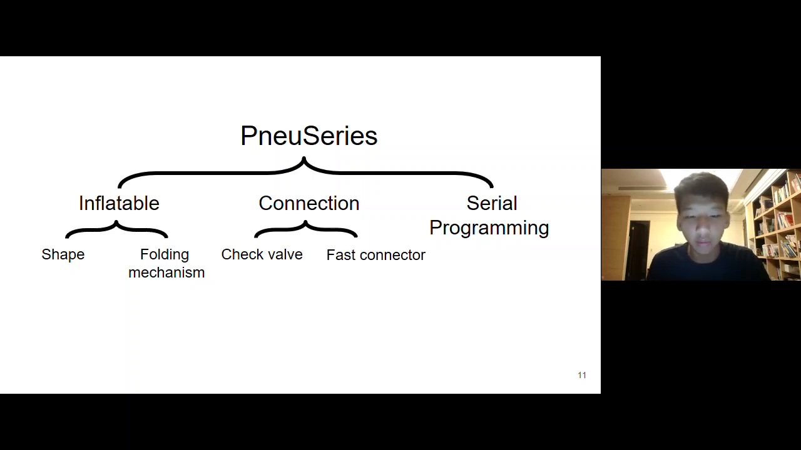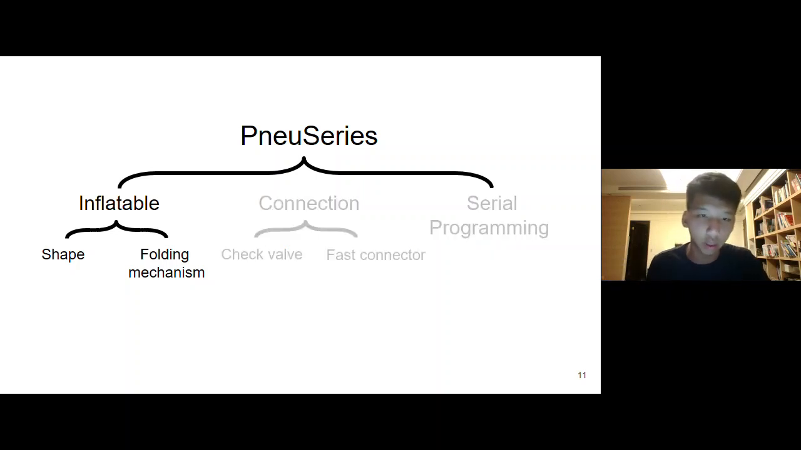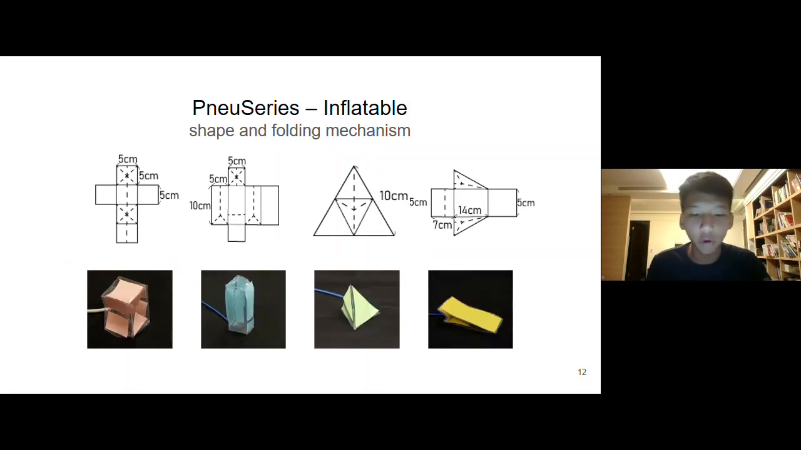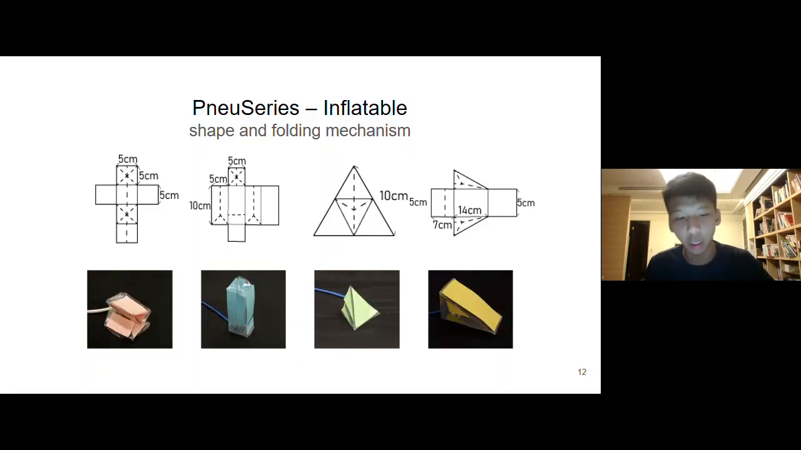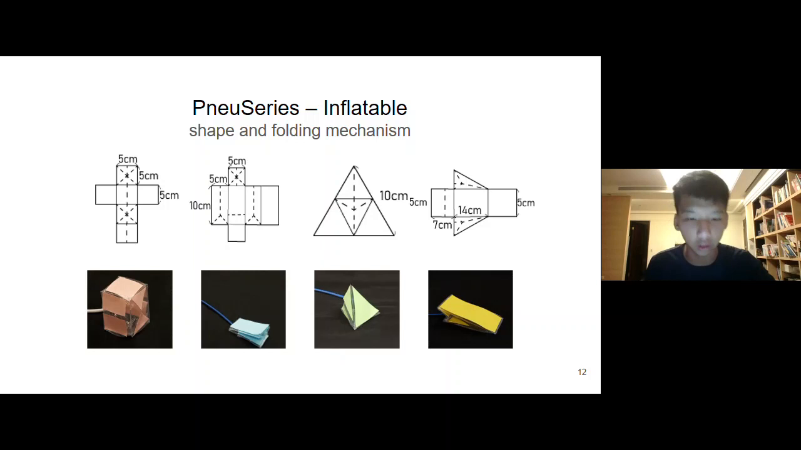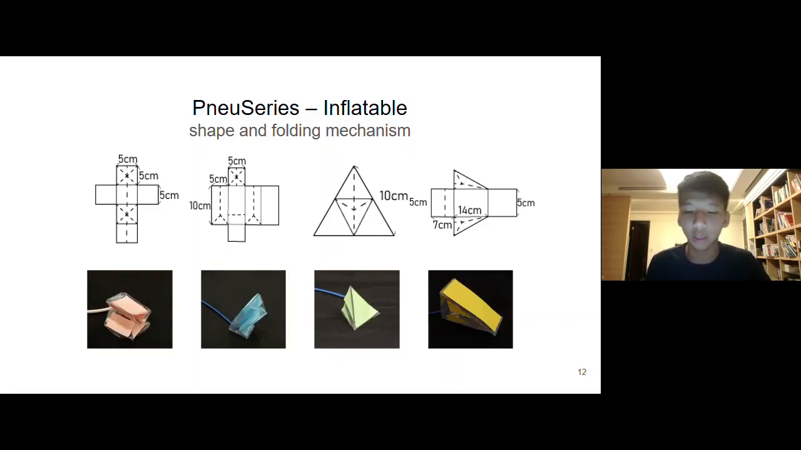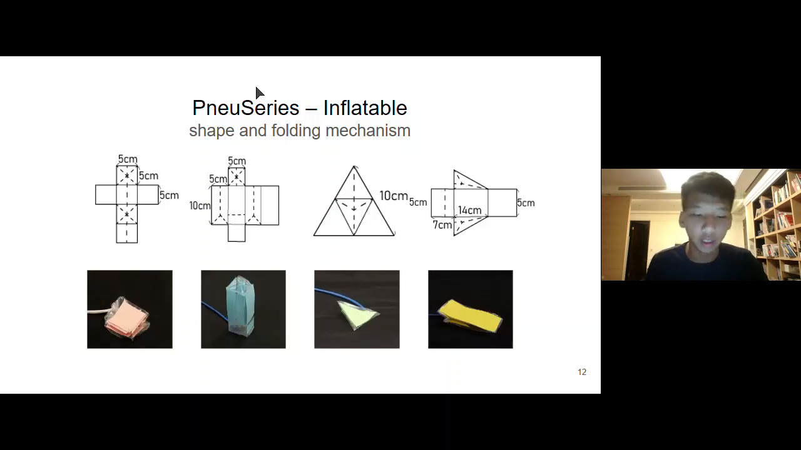Next, I'll elaborate on how NeuSeries works, including its inflatables, its serial connection, and how to program NeuSeries. Let's see the first part. We make four kinds of polyhedral inflatables, such as cubic, cuboidal, tetrahedral, and prisms, as basic units of NeuSeries. These inflatables can be folded properly when deflated, as we attach cardboards on the surface to maintain the surface tension.